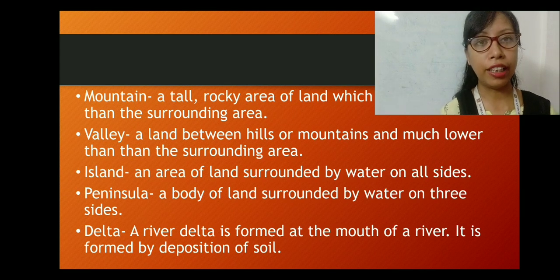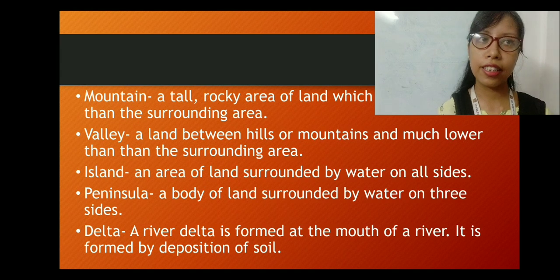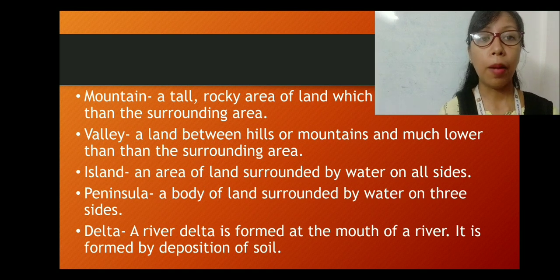Then we have valley, a land between hills or mountains and much lower than the surrounding area. Then island, an area of land which is surrounded by water on all sides. The next we have is peninsula, a body of land surrounded by water on three sides. Then we have delta. A river delta is formed at the mouth of a river. It is formed by deposition of soil.